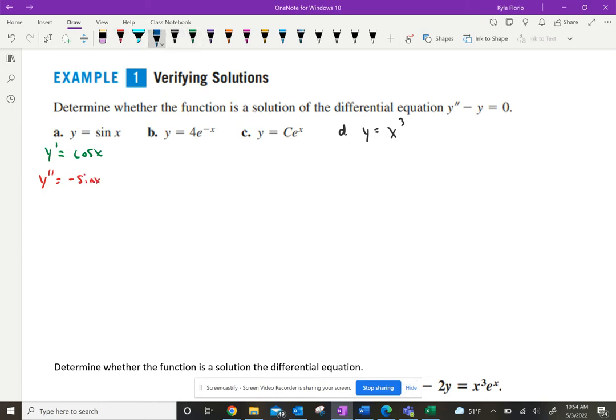So let's check if that really is a solution to the differential equation. The second derivative minus y, we hope, is 0. The second derivative is going to be negative sine x. And if I subtract from that y, which is sine x, so I'm just substituting the second derivative in for y double prime and the original function in for y, there's a double negative here.